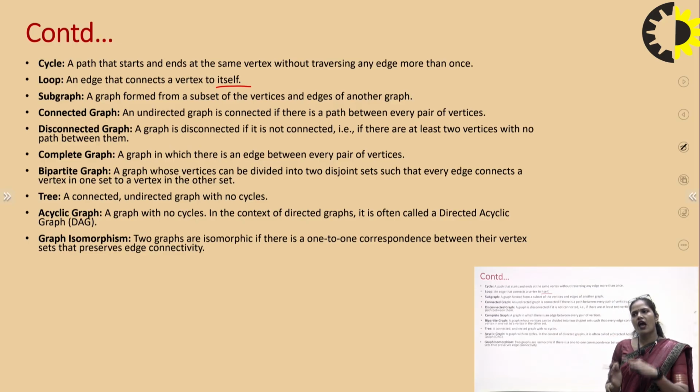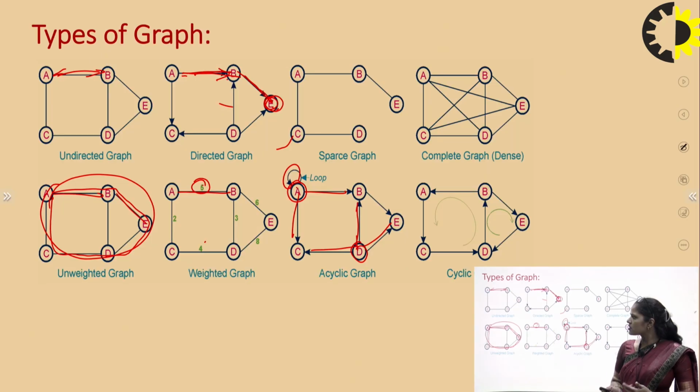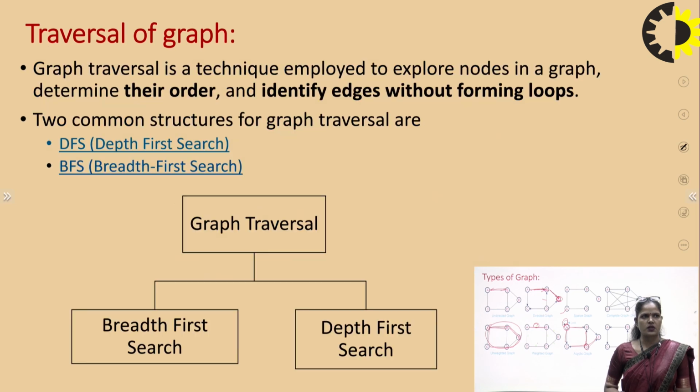A subgraph is a graph with some number of edges and vertices that is just a subset of the vertices and edges of another graph. There are also connected and disconnected graphs, complete and bipartite graphs, trees, acyclic and isomorphic graphs. These are basic terminology that we have to understand before discussing the actual concept of the graph, because by understanding these things, we observe the basic approach of the graph, what type of approach we are using for this particular data arrangement.